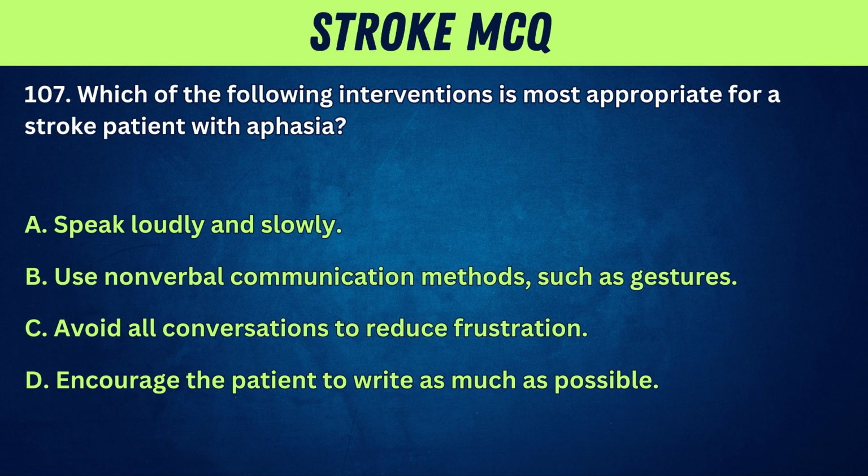107. Which of the following interventions is most appropriate for a stroke patient with aphasia? A. Speak loudly and slowly. B. Use nonverbal communication methods, such as gestures. C. Avoid all conversations to reduce frustration. D. Encourage the patient to write as much as possible.